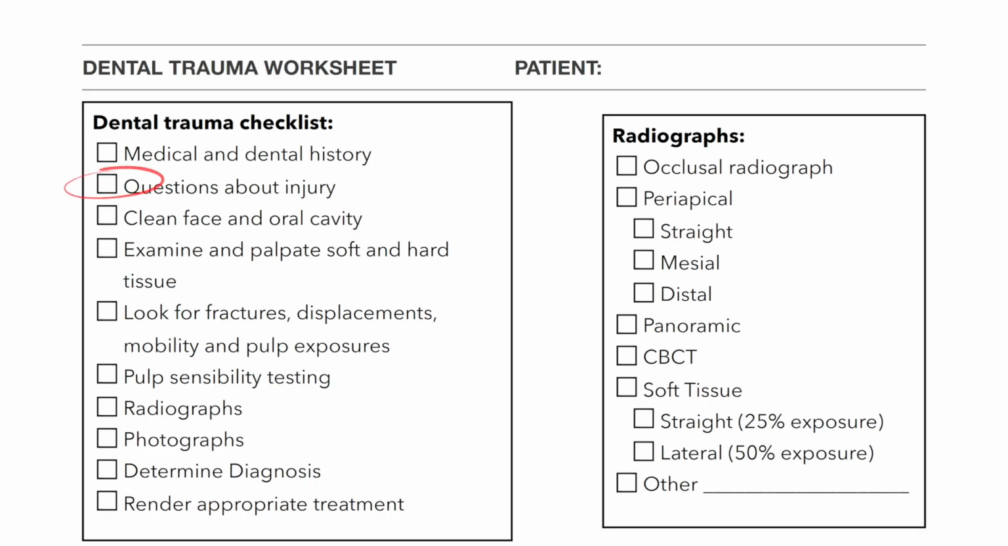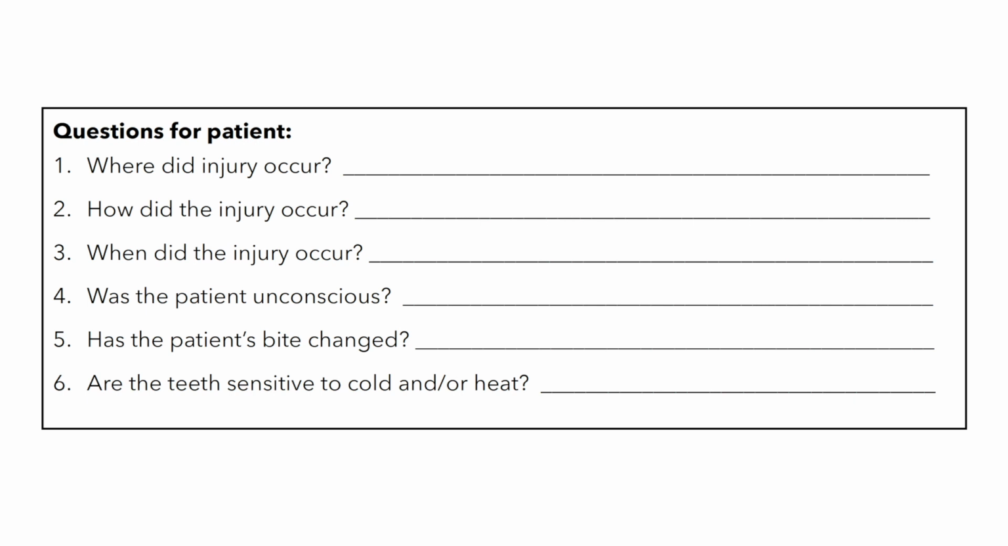This is another topic for another day, and you should have a good baseline understanding of oral medicine and treating medically compromised patients. Step 2 is to ask the patients questions about their injury. What questions do you ask? Well, right below the dental trauma checklist, you will find the questions for the patient section. Simply go through a series of 6 questions for this step. Theoretically, you could have the patient fill this section out, but because I do discuss these questions with the patient, I prefer to fill it out myself.